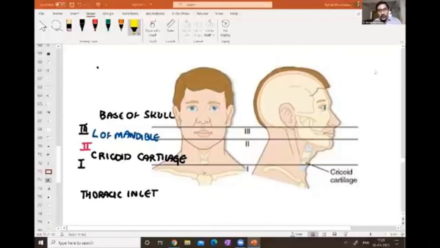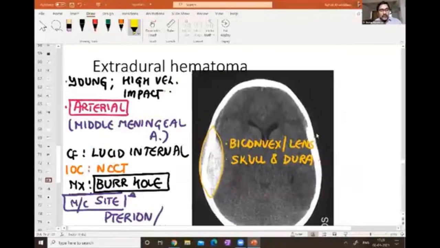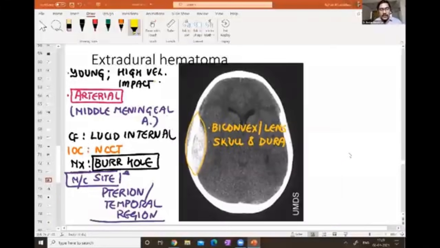Again, extremely important for the exam: extradural hemorrhage, subdural hemorrhage. You should be able to identify the CT scans. You should also know that NCCT, non-contrast CT scan, is the investigation of choice in patients with head trauma. Extradural hemorrhage is seen in young patients following a high velocity impact, usually arterial in nature due to the middle meningeal artery. This has also been asked, middle meningeal artery. You can get a lucid interval here, that is a period of normal consciousness between 2 episodes of unconsciousness.